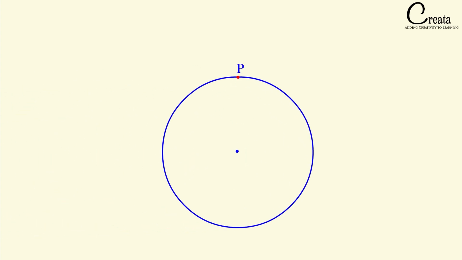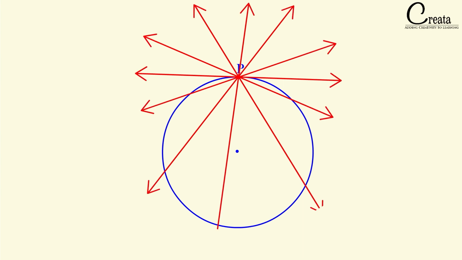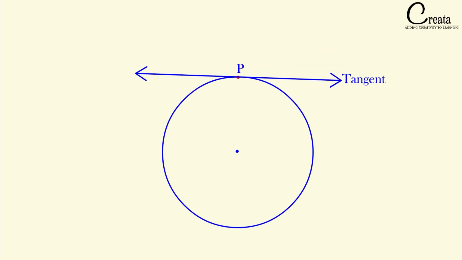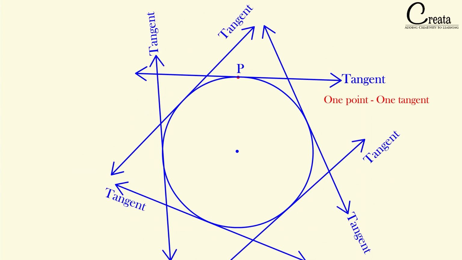Suppose we have a point on the circle, how many lines can we draw from this point? We can draw an infinite number of lines and out of all the infinite number we will have only one tangent. All the other lines will intersect the circle at 2 points. So all those lines will be secants. 1 point, 1 tangent. This is the concept. And we have an infinite number of points on the circle, it means we will have an infinite number of tangents on the circle. 1 point, 1 tangent, infinite points means infinite tangents.